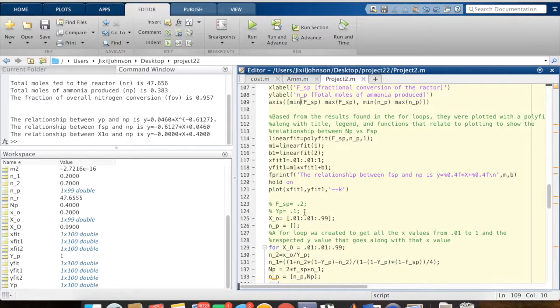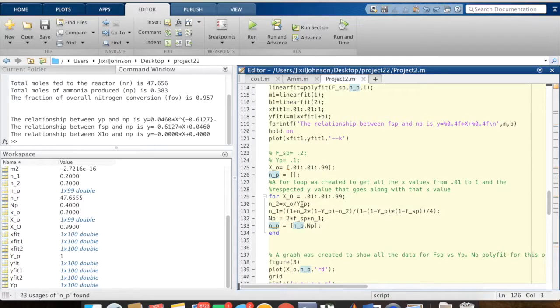And lastly, it asked us to keep fsp and yp constant. fsp and yp are already established in the workspace, so we do not have to re-establish a user input. So x naught goes from 0.01 in increments of 0.01 to 0.99. The same process, the loop was created for all the x values from 0.01 to 1 and the respective y value that goes along with that x value. So np was calculated using 2fsp.n1, and a new value of np would be right next to the old value of np.